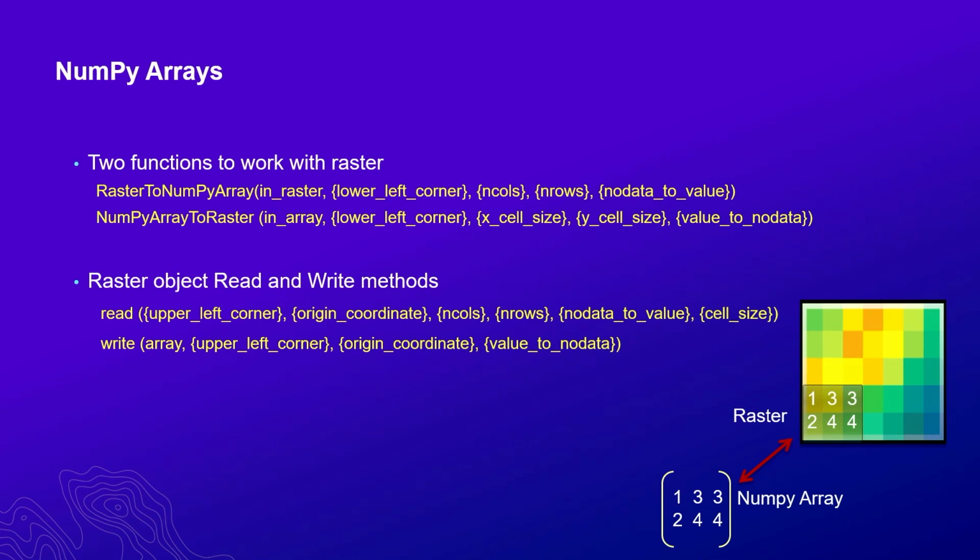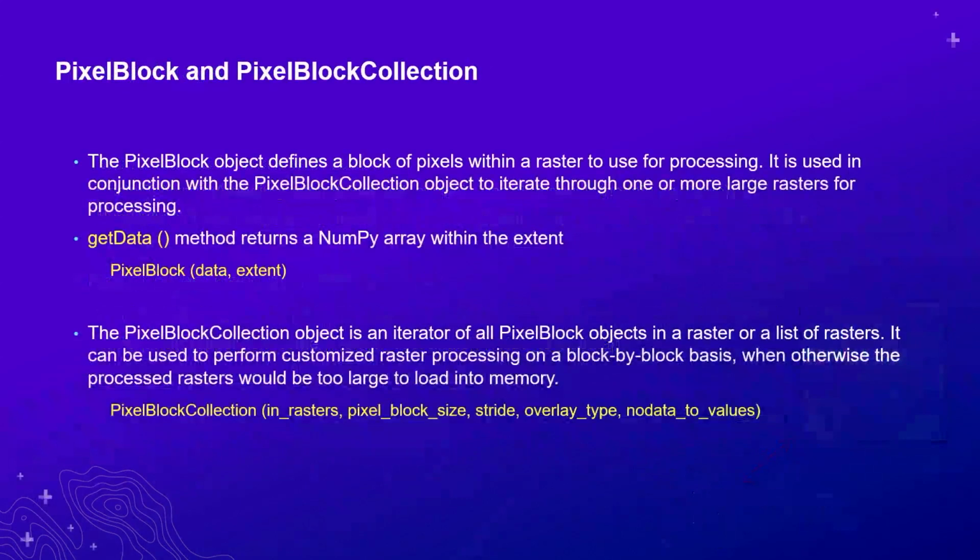In the Raster object, we have two methods called read and write. Read, obviously, reads the raster and gives you a NumPy array. On the other hand, write takes a NumPy array and writes cell values to a raster. You can use those. Sometimes the raster could be so big that you cannot handle it entirely in your memory. So you can use pixel block and pixel block collection to do that. A pixel block gets the array for a defined area within a raster, and once you define that pixel block, you can use the getData method to get the NumPy array.